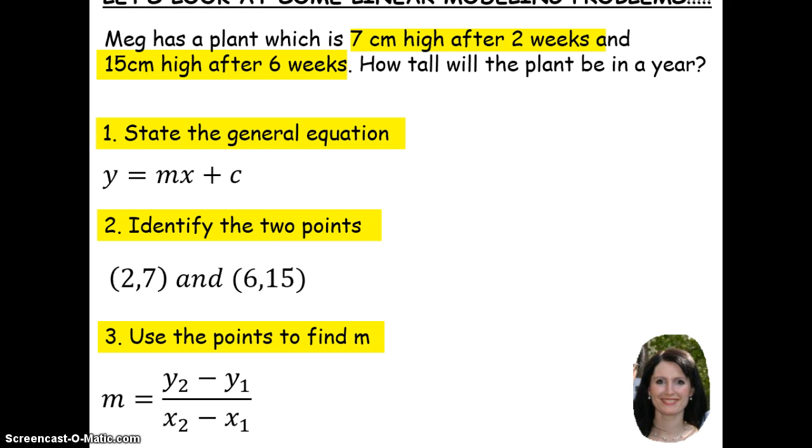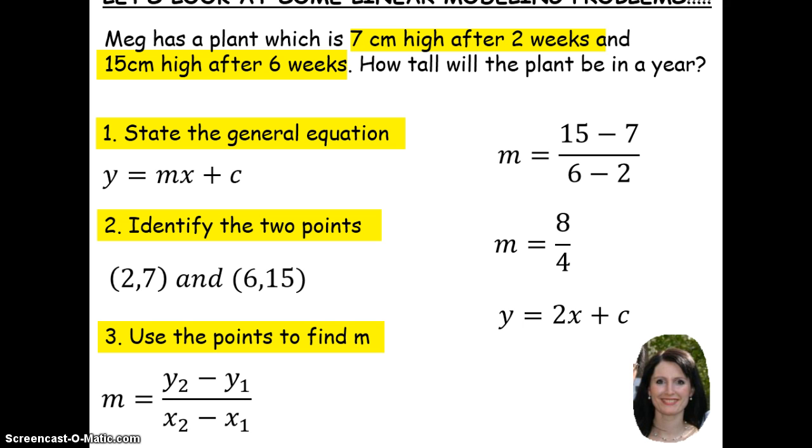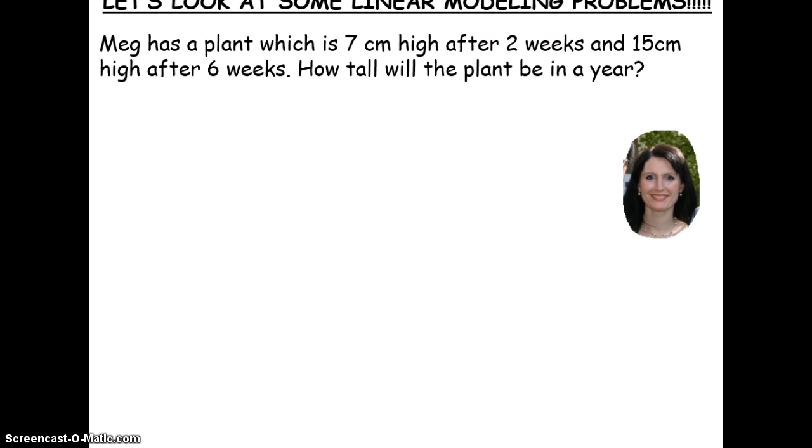Remember the gradient formula? m equals y2 minus y1 over x2 minus x1. I substitute in 15 minus 7 over 6 minus 2. I end up with 8 over 4, which equals 2. So far I've got y equals 2x plus c. I've solved for m. I have not yet solved for c. I need two pieces of information to form a linear equation, m or gradient and c or y-intercept. Let's now solve for c.